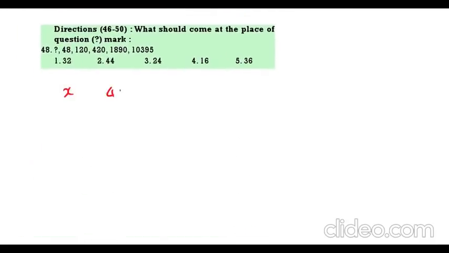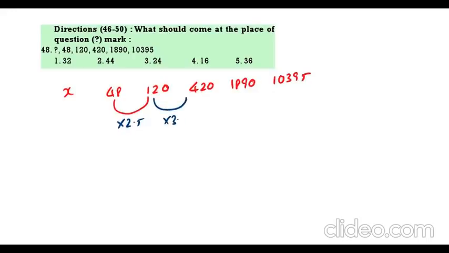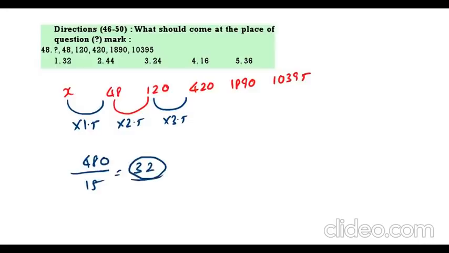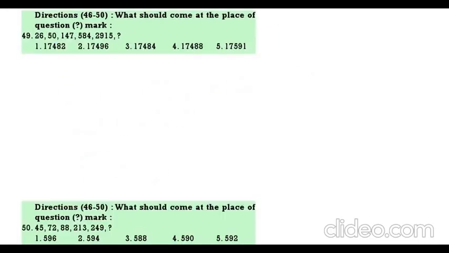Question mark, 48, 120, 420, 1890, 10,395. Now 48 into 2.5, this is into 3.5. So first one should be 48 by 1.5 or 480 by 15. So this is 32. So what should come in the place of question mark? 32. Next question.